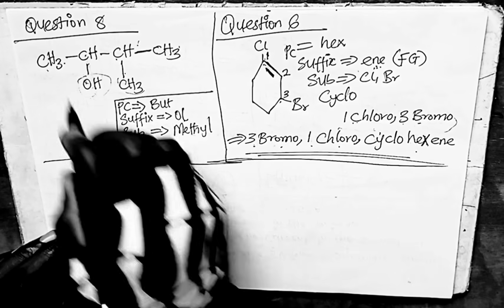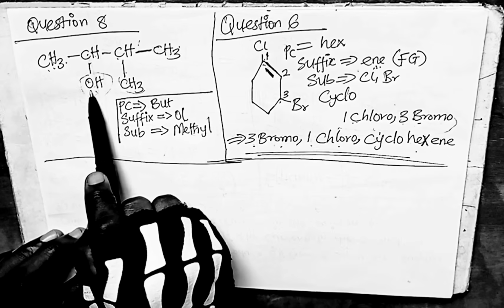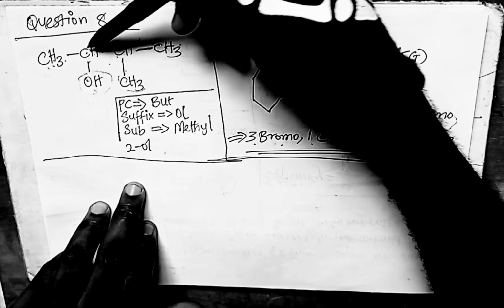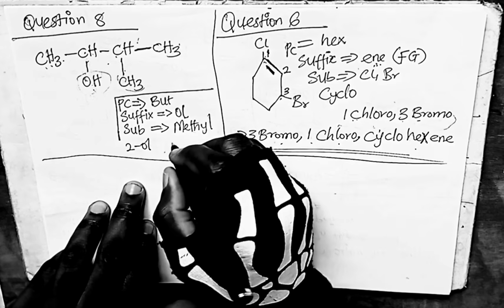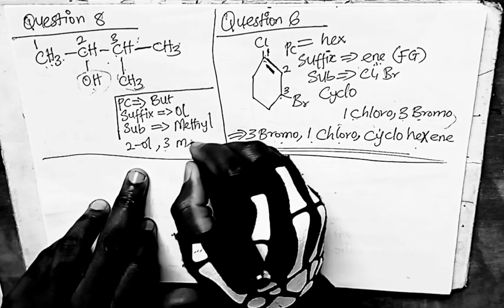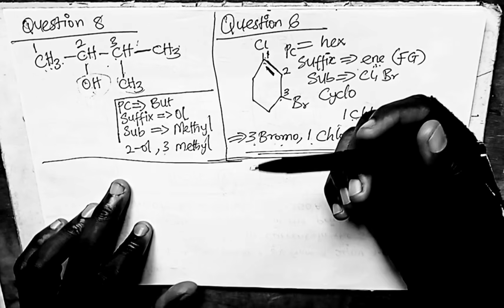So if we number from here, we are now going to have 2-ol. That's what we are going to have. Let me just put it. 2-ol. That's what we have. Then 1, 2, 3. 3-methyl. Okay, 1, 2, 3. 3-methyl. Can you see? This is the methyl.